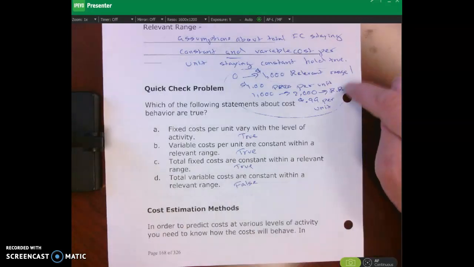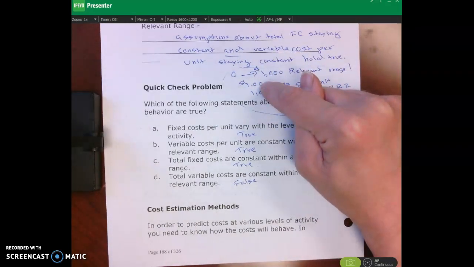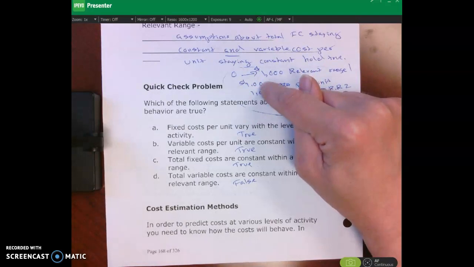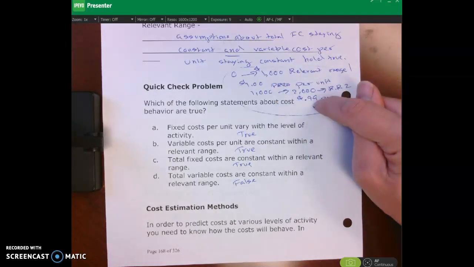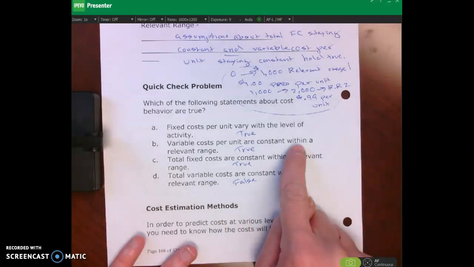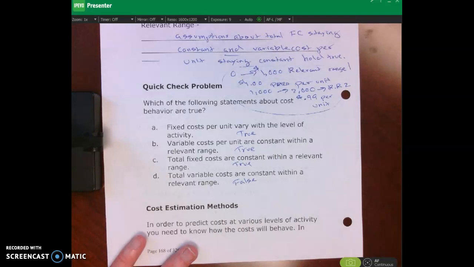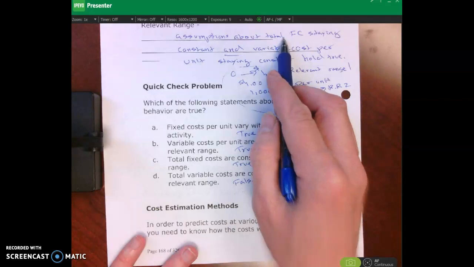And even up here, we had two different relevant ranges, but within each relevant range, our variable cost, or in this case our materials cost per unit, stayed the same. All I was saying up here is that if it is a higher quantity, maybe because we get a discount from our supplier, our materials cost per unit decrease, which would therefore decrease our variable cost per unit. Okay? But that would be in a separate relevant range. And so within each relevant range, that does hold true. Total fixed costs are constant within the relevant range. Yes. Okay?